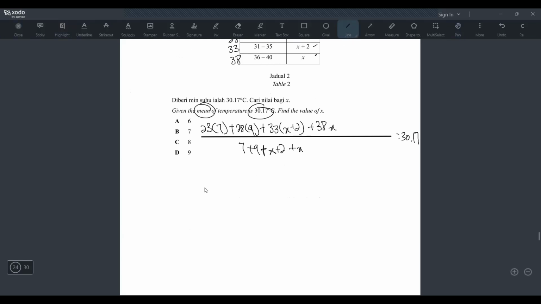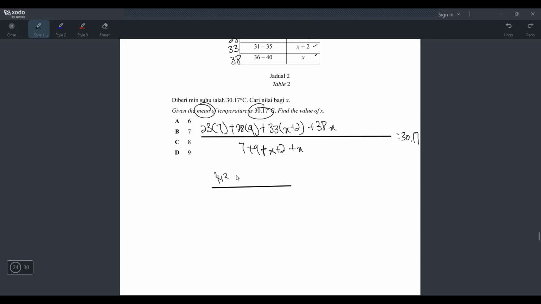Okay, let's draw a line here. So first you press 23 times 7 plus 28 times 9. 413. But then this one you have to expand separately. So 33 times x is 33x. 33 times 2 is 66. And then plus with 38x, like this. And then for the bottom, number with number can add, x with x can add. So number with number only can add.